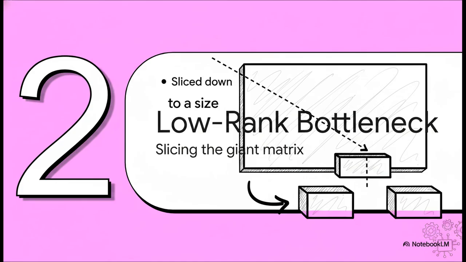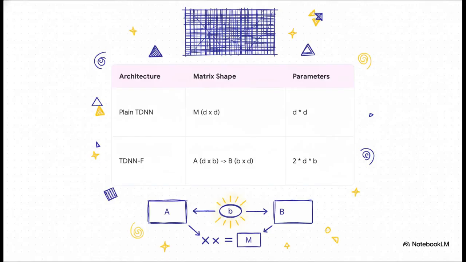Which brings us perfectly to Section 2, the low-rank bottleneck solution. Let's slice up that giant matrix. So here's the absolute genius of the TDNN-F. Instead of dragging around one massive matrix M with dimensions D by D, we replace it with the product of 2 smaller matrices separated by a bottleneck. We've got matrix A, size D by B, pushing into our bottleneck B, which then flows into matrix B, size B by D. The math here is beautiful. Matrix M is approximately equal to B times A. And since that bottleneck B is way smaller than D, this low-rank factorization absolutely slashes the physical footprint while somehow keeping the network's full capacity.